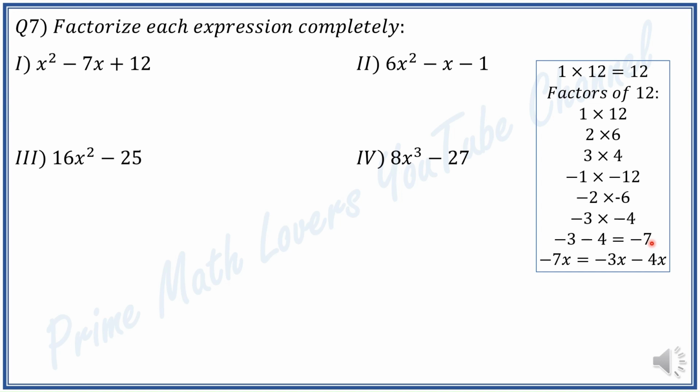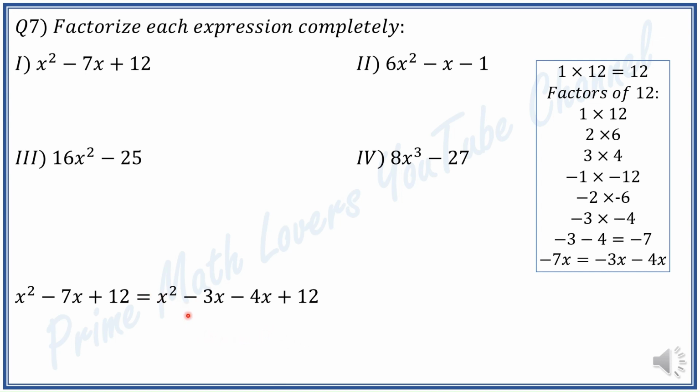So we rewrite the equation and replace this term, negative 7x, with minus 3x minus 4x. So we rewrite the expression. x squared minus 7x plus 12 is equal to x squared minus 3x minus 4x plus 12. Group them into two pairs, this pair and this pair. Factor out the greatest common factor from each pair separately.